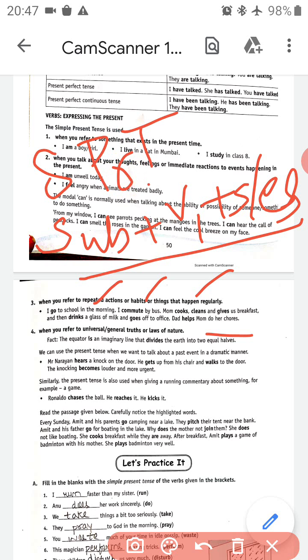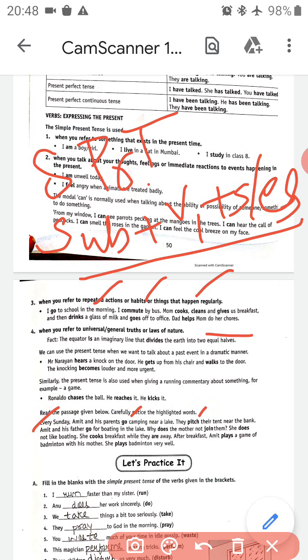Now read the passage given below carefully and notice the highlighted words. Every Sunday Amit and his parents go camping near a lake. They pitch their tent near the bank. Now notice go, pitch. These are all verbs. Amit and his father go for boating in the lake. Why does the mother not join them? She does not like boating. See, she cooks breakfast while they are away.